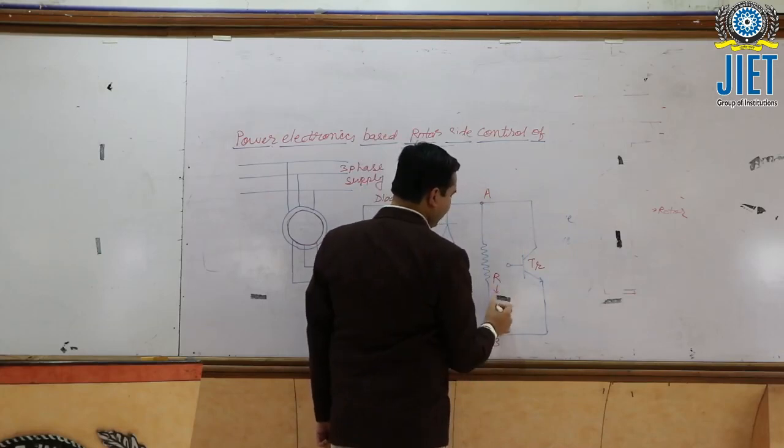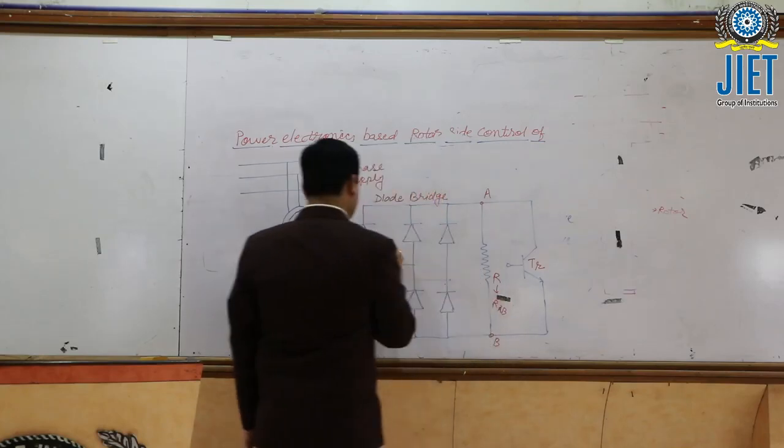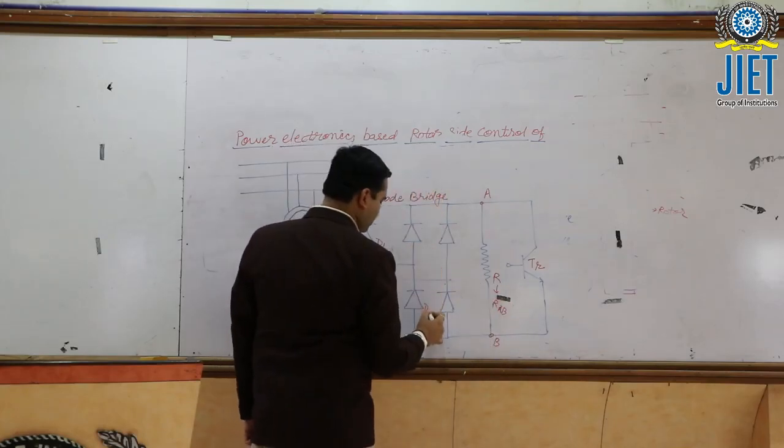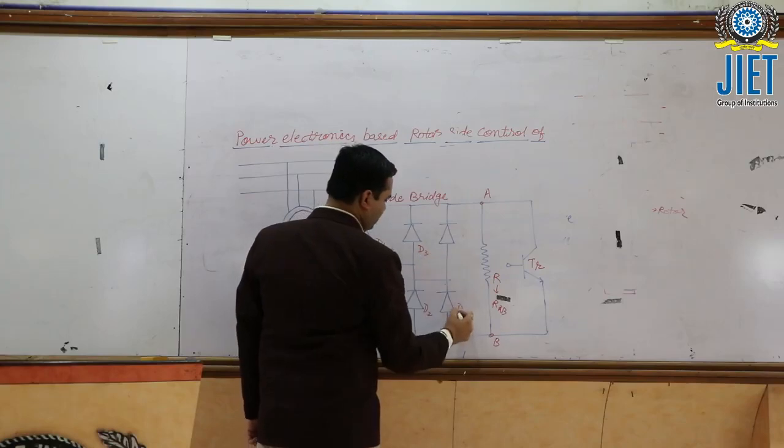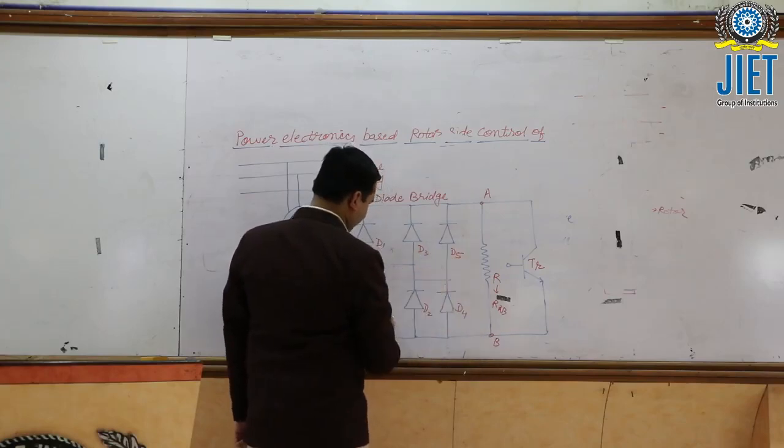So we can say this RA is RAP. This we can mark D1, D2, D3, D4, D5 and D6.